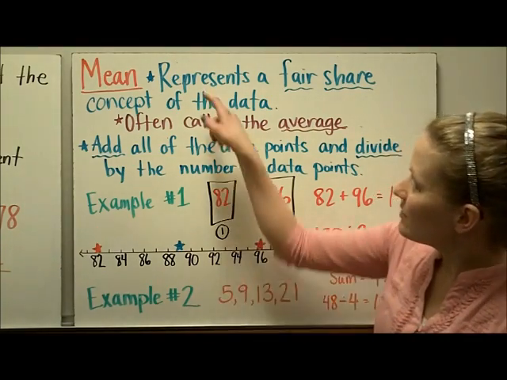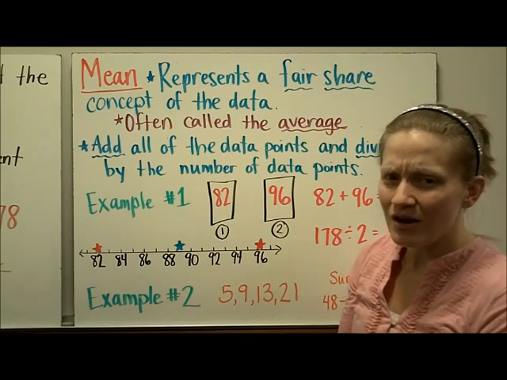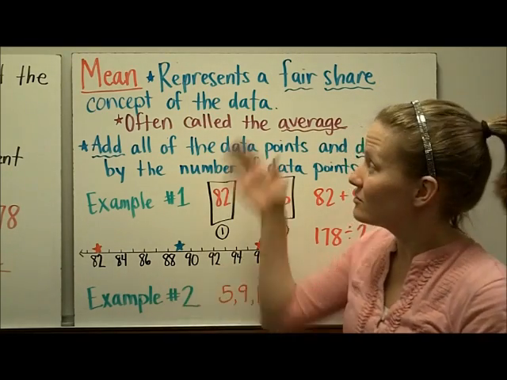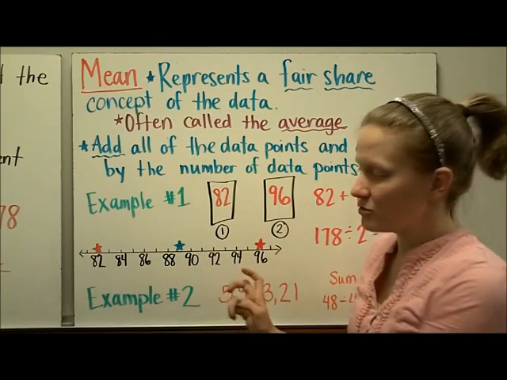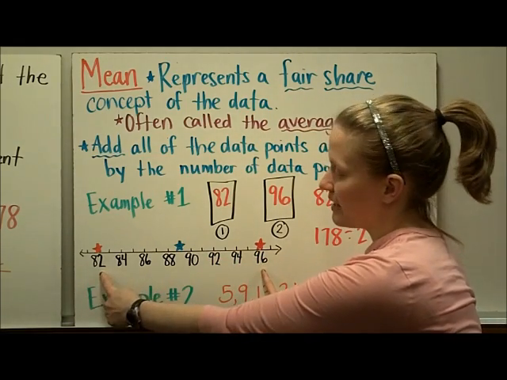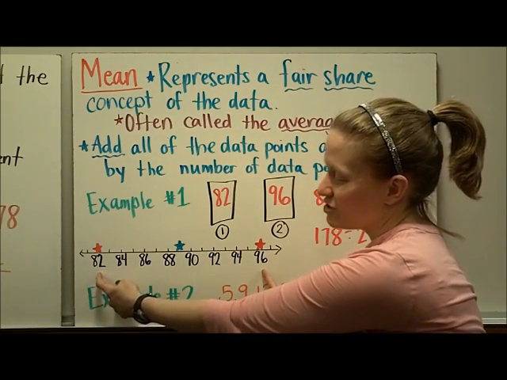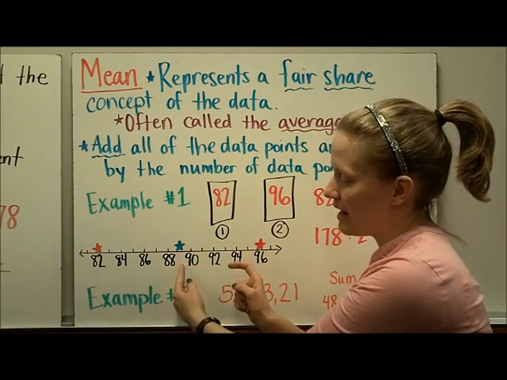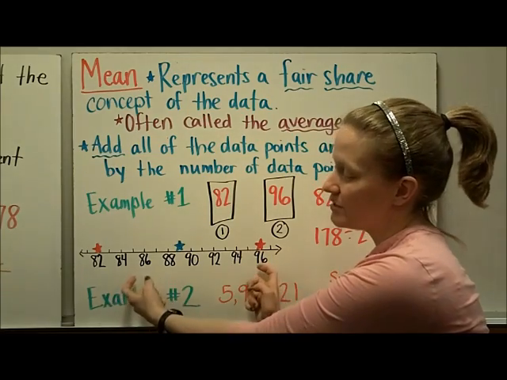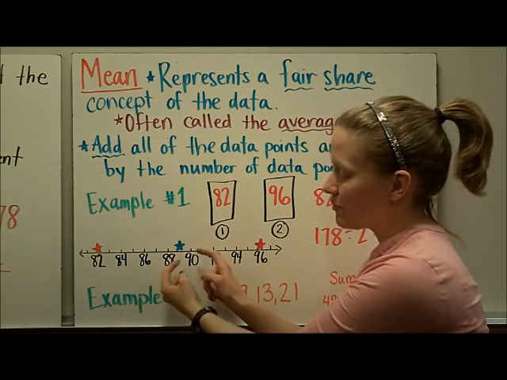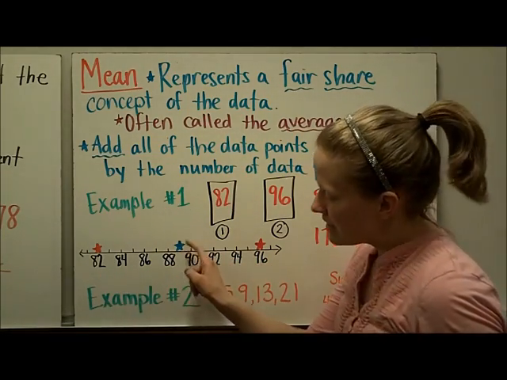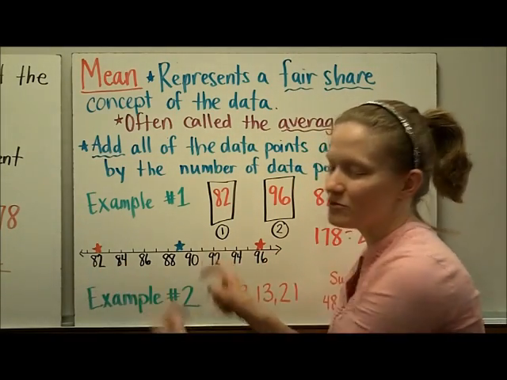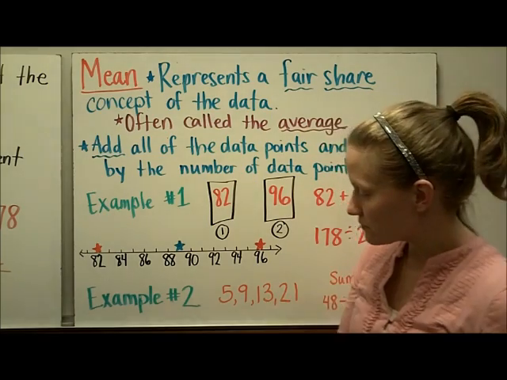And the reason that it says up here that it's a fair share, we always talk about fair share when we're dividing, so there's where that comes from. But here's a picture of it. You can see 82 and 96, and that we are sharing them, sort of meeting at a midway point in 89. With just two data points, it's easy to see that the mean represents a number right in the middle of the data points that we have. So it's a fair share halfway between either of those data points.